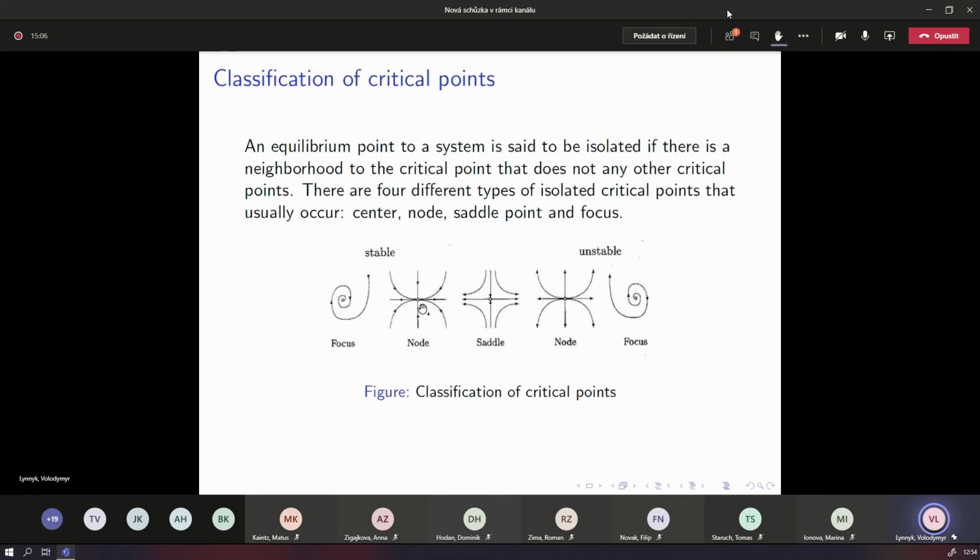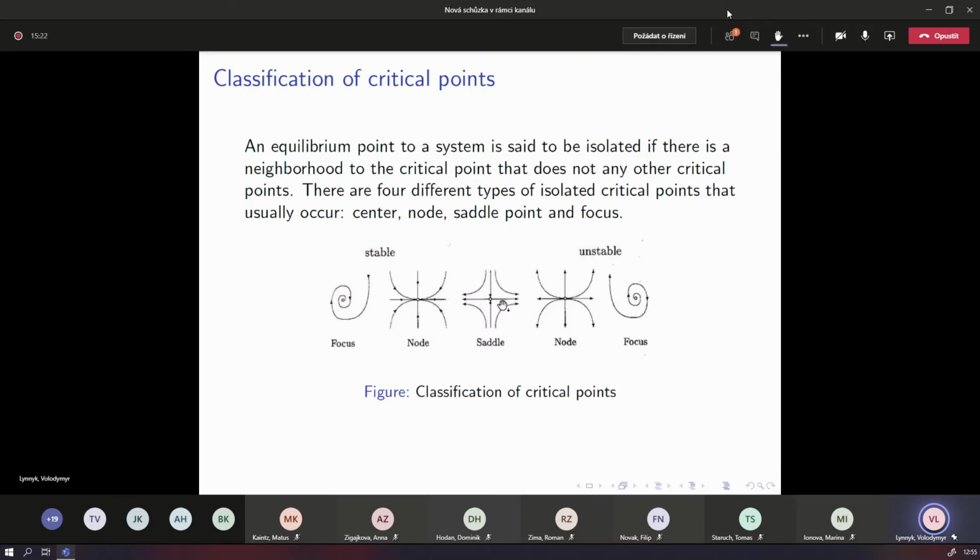of the two eigenvalues are negative. Okay, saddle.